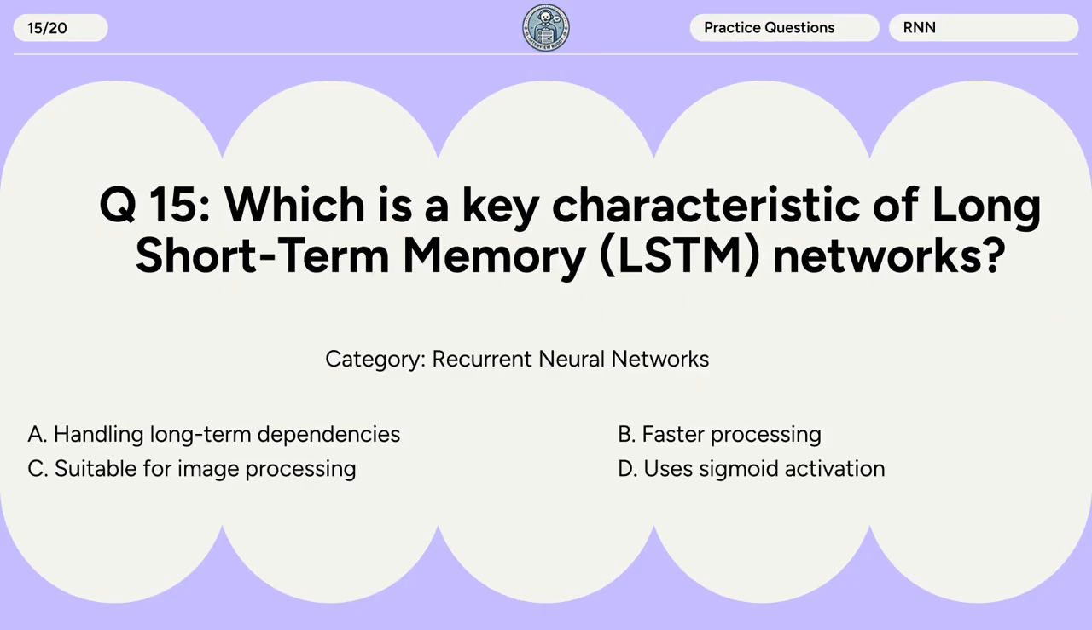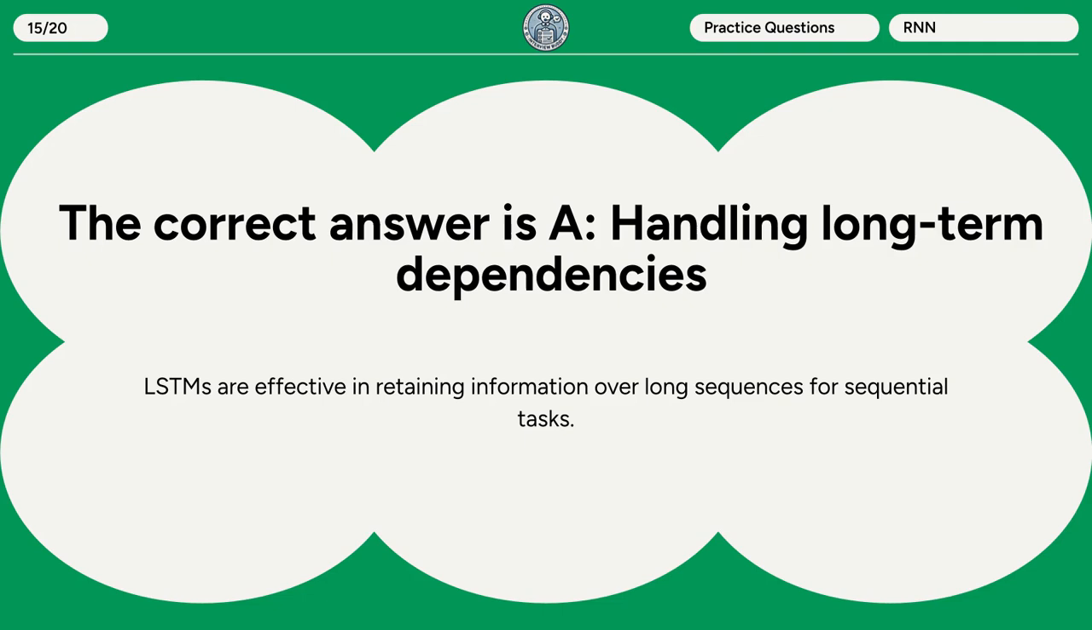Question 15. Which is a key characteristic of long short-term memory networks? A. Handling long-term dependencies. B. Faster processing. C. Suitable for image processing. D. Uses sigmoid activation. The correct answer is A. Handling long-term dependencies. LSTMs are effective in retaining information over long sequences for sequential tasks.